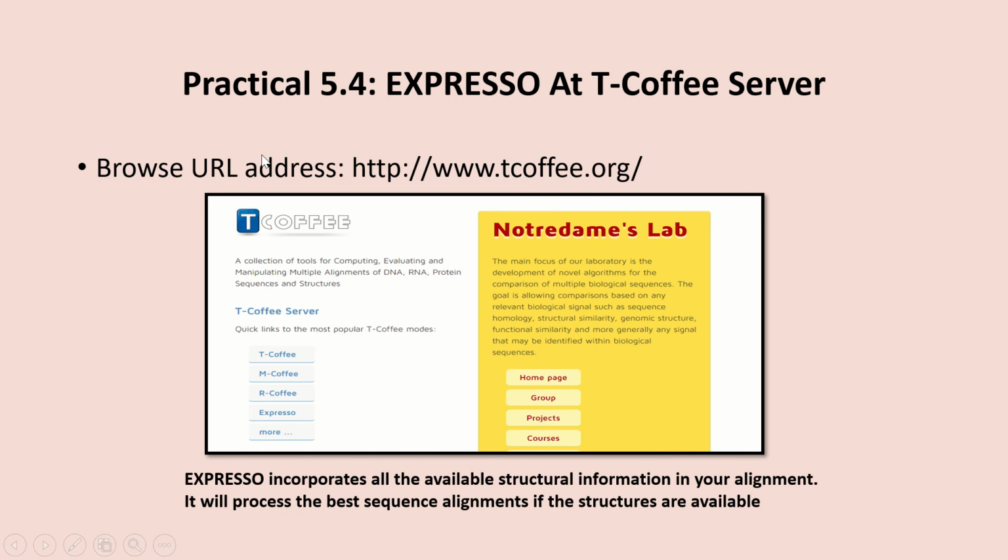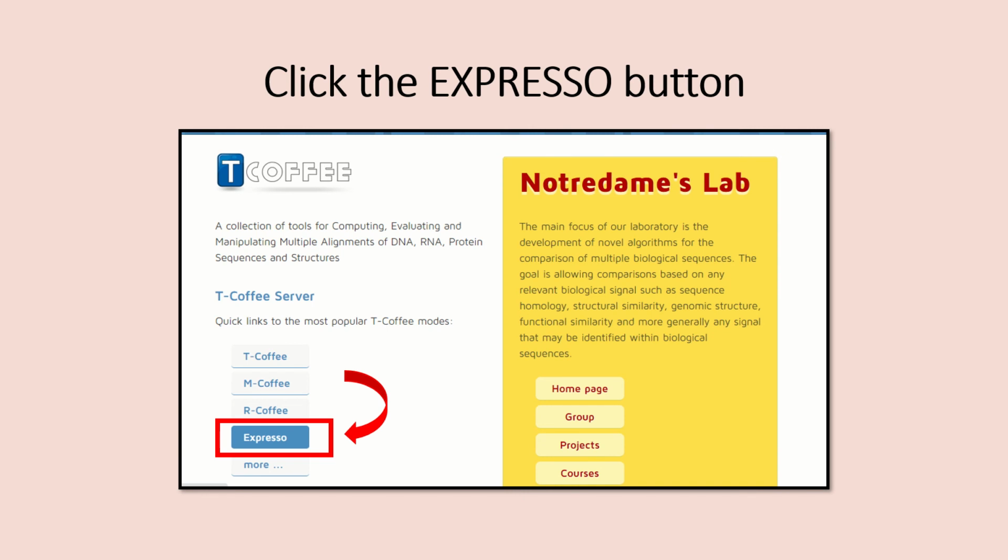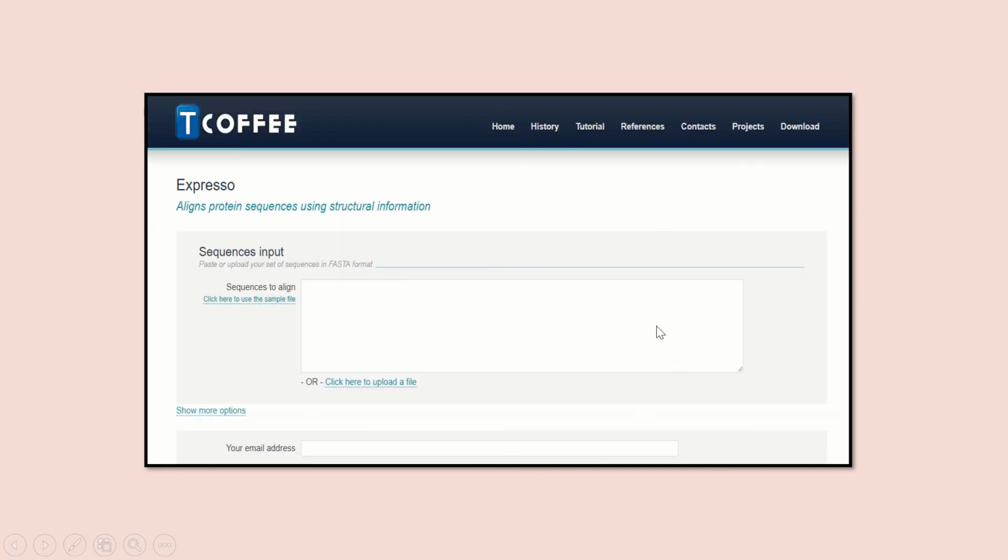So we move on to the last practical 5.4, Expresso at T-Coffee Server. You need to browse the URL address of T-Coffee Server. As we know, Expresso incorporates all the available structural information in your alignment. It will process the best sequence alignments if the structures are available. So you need to click on the Expresso button here, and this page will come out.